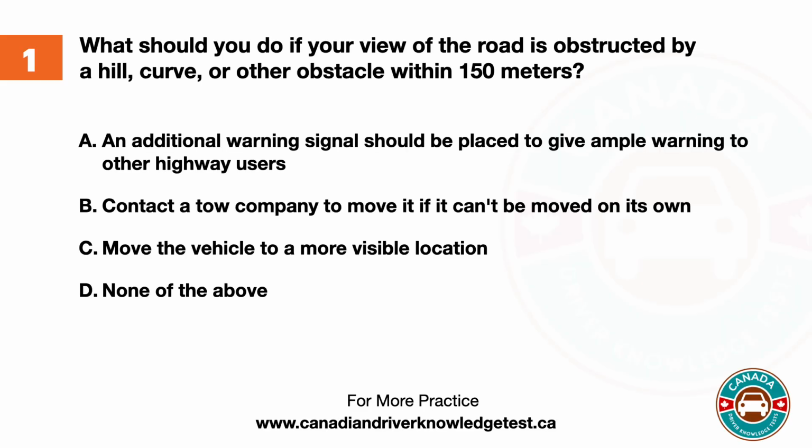Question 1. What should you do if your view of the road is obstructed by a hill, curve, or other obstacle within 150 meters? A. An additional warning signal should be placed to give ample warning to other highway users. B. Contact a tow company to move it if it can't be moved on its own. C. Move the vehicle to a more visible location. D. None of the above. The answer is A. An additional warning signal should be placed to give ample warning to other highway users.